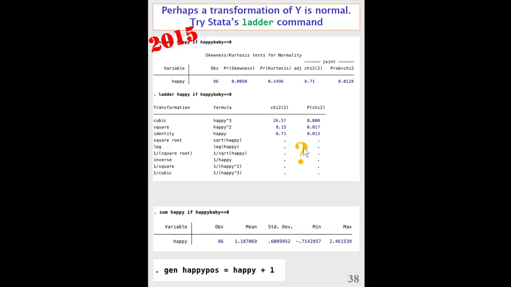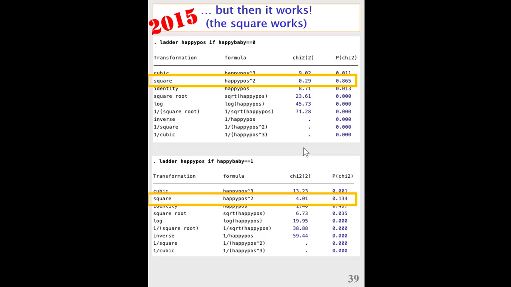Well, not happy pulse actually. This is what we tried just to make sure that all the transformations that Stata will try will work. And then if we look at what works, it is happy pulse squared. So the new variable we're making is happy plus 1, brackets around it, and that's squared. That thing cannot be distinguished from normal.